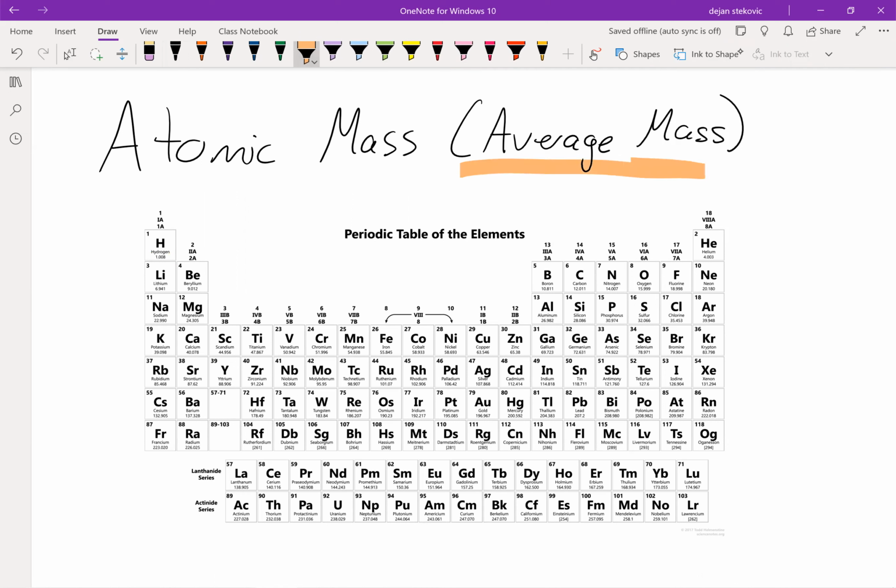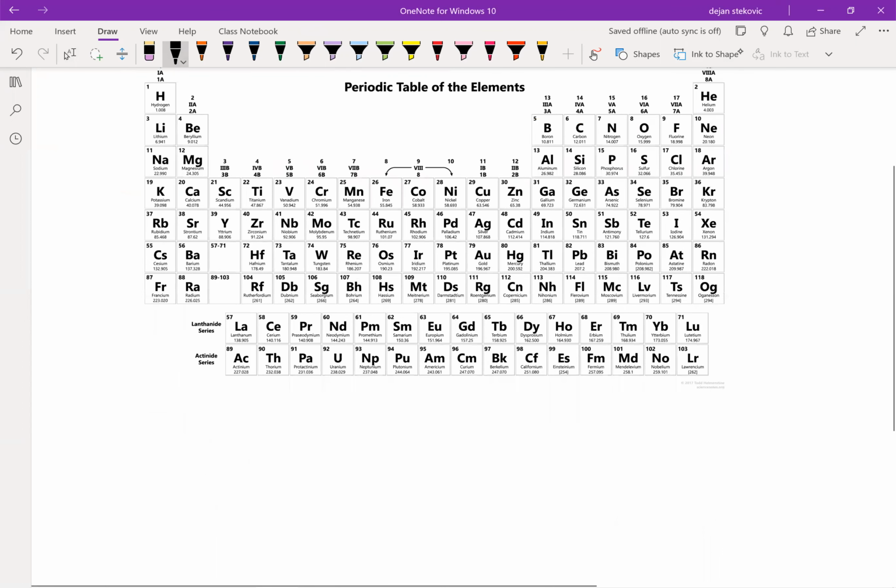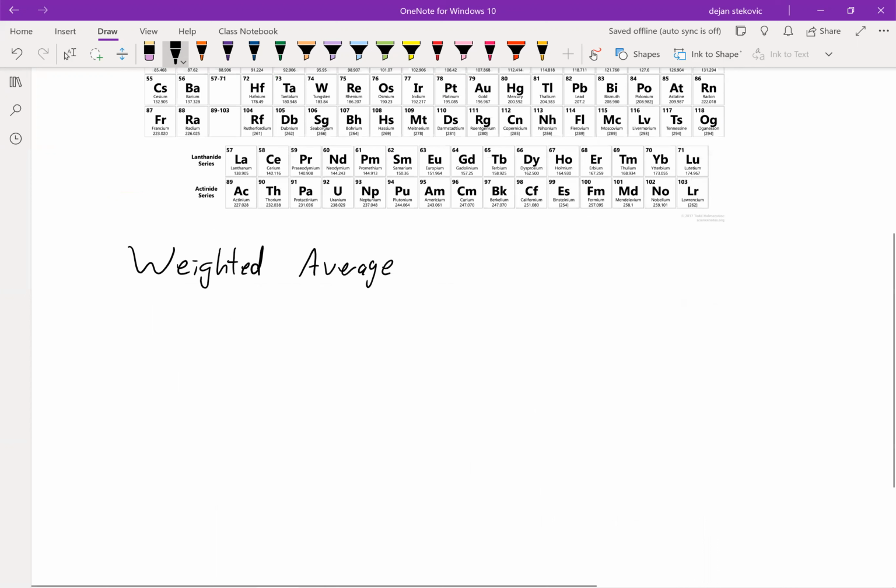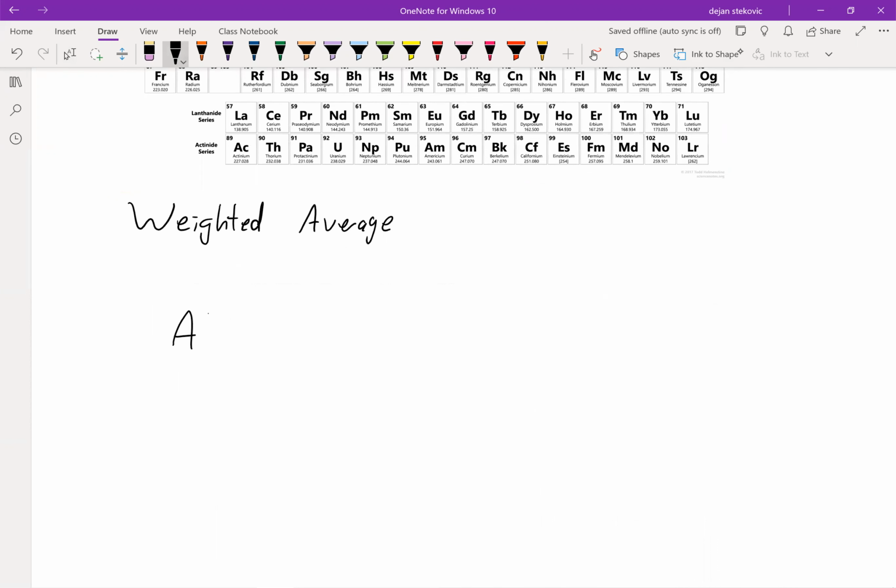They're average masses, right? Also sometimes called the atomic mass, if you will. And so these are just calculated based on an average. So this is what's known as a weighted average. And so our atomic mass, or our average mass, is just going to be an average.